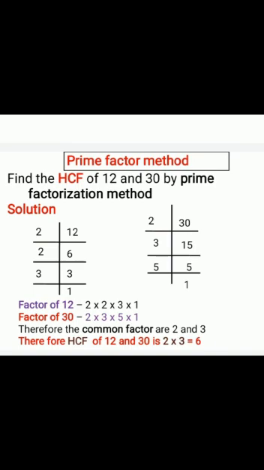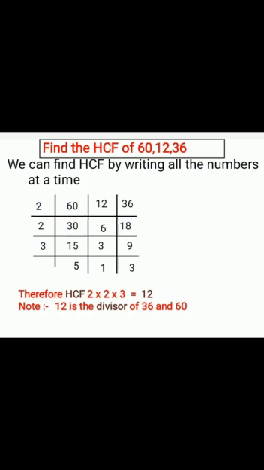Let's go for the second example. Find the HCF of 60, 12, 36. Children, instead of finding the highest common factor by doing the factorization separately, we can also find the highest common factor by writing all the numbers at a time. So here let us see how to find HCF by writing all the numbers at a time. After writing 60, 12 and 36, you are going to see the smallest common prime number that is divisible for 60, 12 and 36.